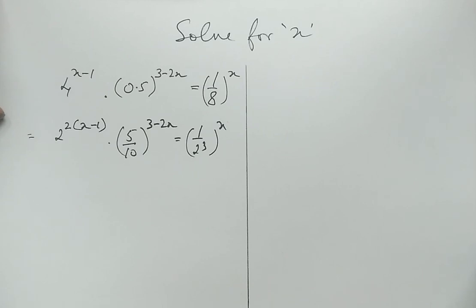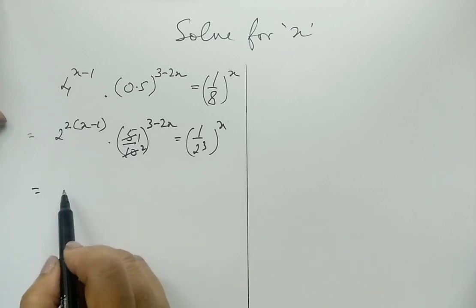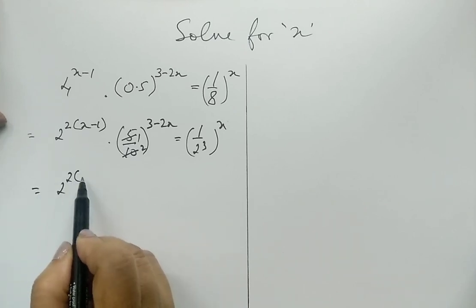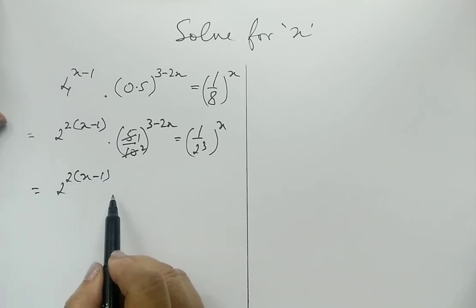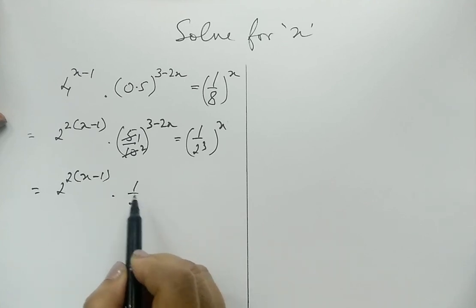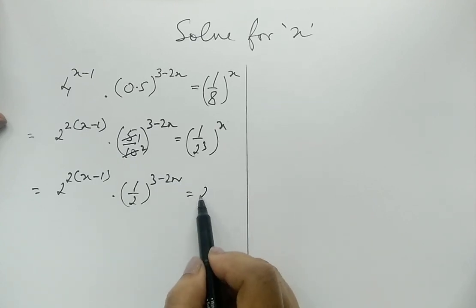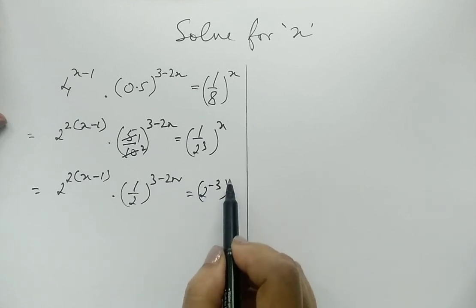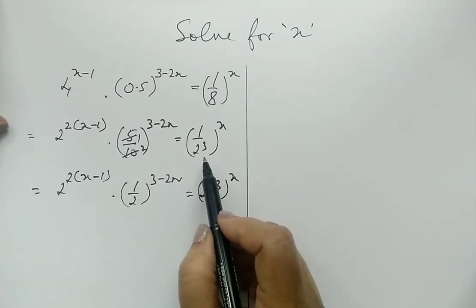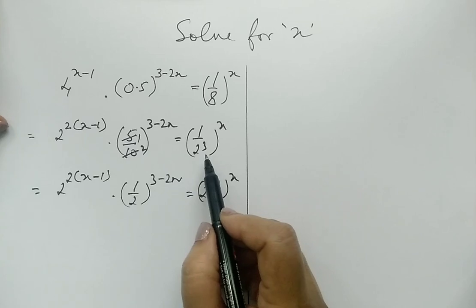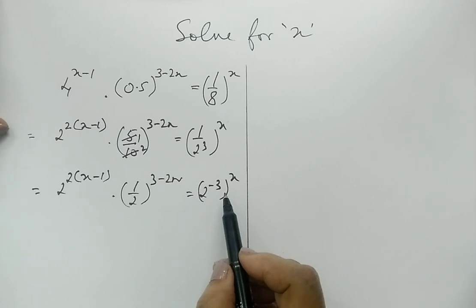Next, we cut off this 1 and 2 here. So 2 to the power 2x minus 1, 2 outside, multiplied by 1 by 2, to the power 3 minus 2x equals to 2 to the power minus 3 and has an exponent of x. When this is in the denominator, according to the law, this comes up as a negative exponent. Alright.